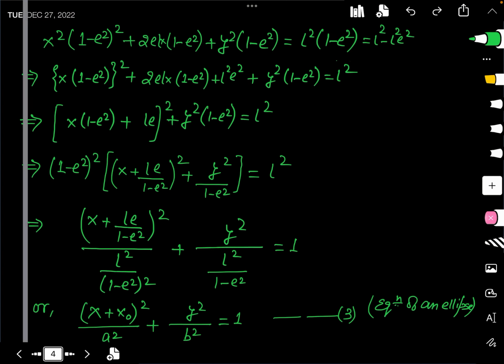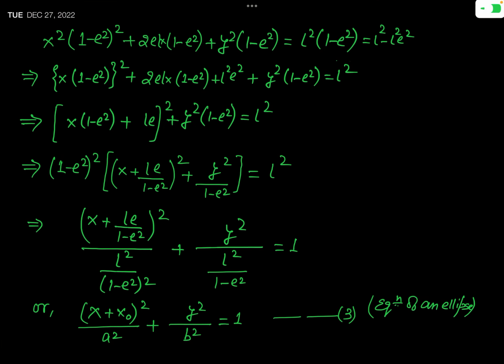So your result will be x square times (1 minus e square) whole square plus 2eLx times (1 minus e square) plus y square times (1 minus e square), and in the RHS there will be L square times (1 minus e square), and this will be equal to L square minus L square e square. Okay. Now this term L square minus L square e square is brought to the LHS.